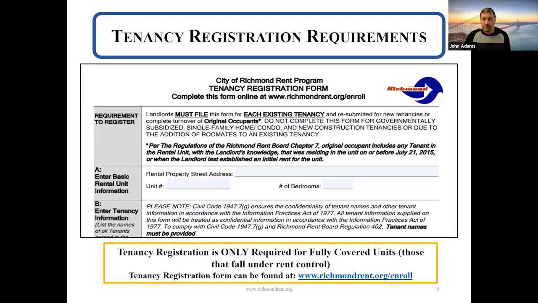The second form that the rent program requires is called the tenancy registration form, and it is required only for fully covered units or units that rent control applies to.